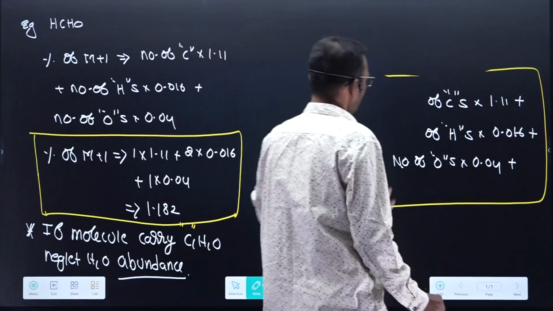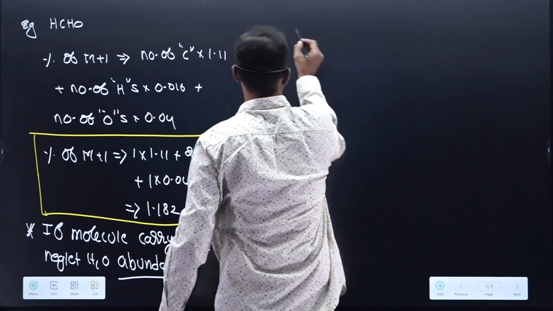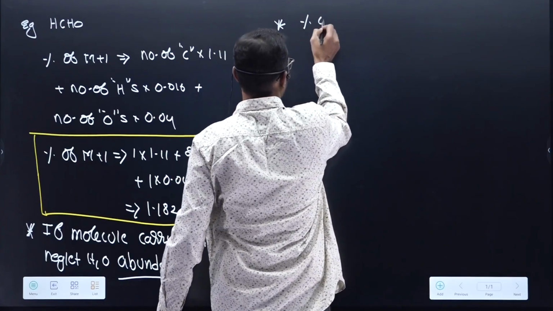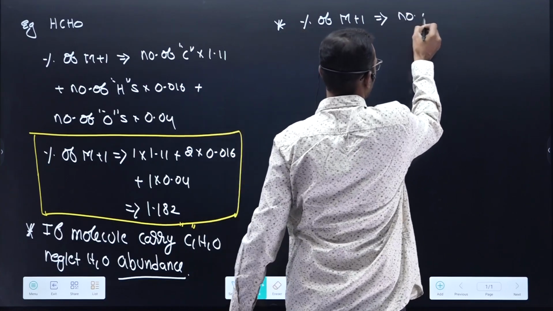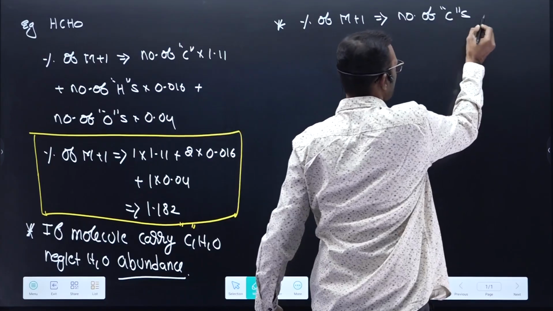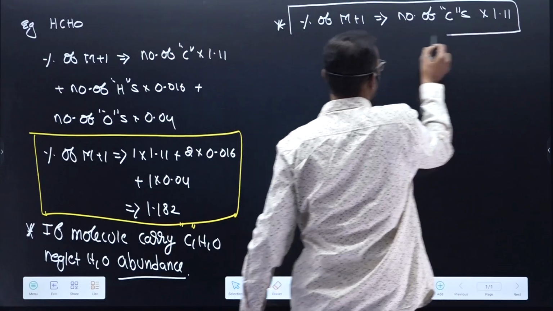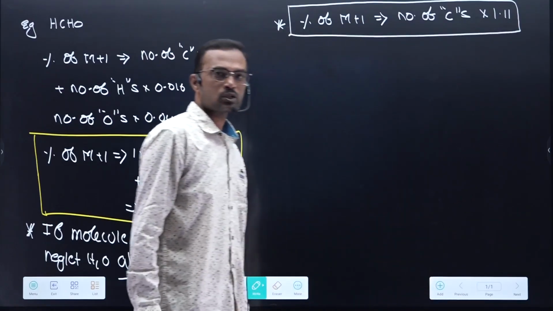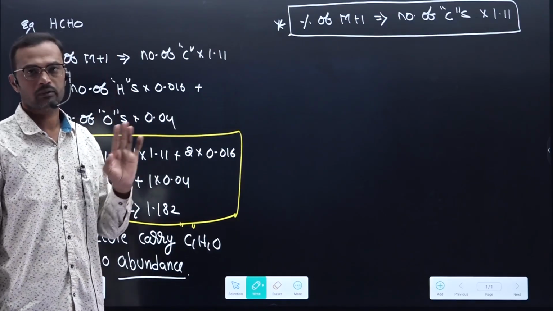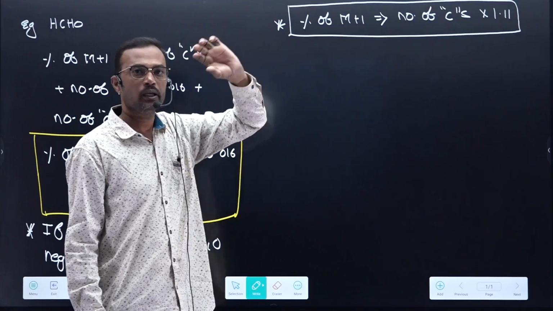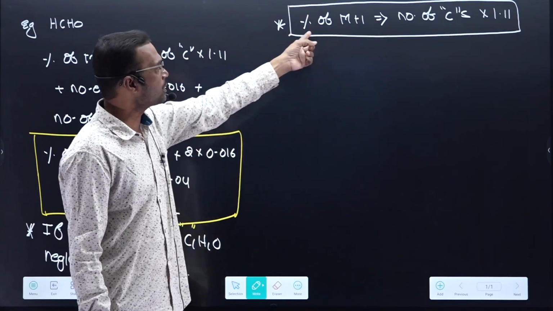one key formula to calculate M+1 peak intensity. See, finally percentage of M+1 is equal to number of carbons multiplied by 1.11. So this formula you need to remember. It is the most important formula in mass spectrometry. M+1 peak intensity gives information about how many carbons are present in a given unknown sample. This is a key point. How many carbons are present in a given unknown sample. So this formula is very, very important.